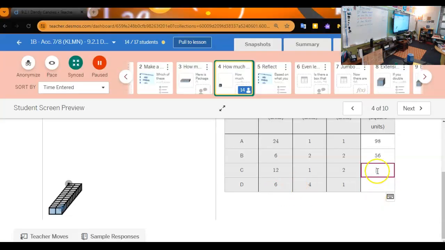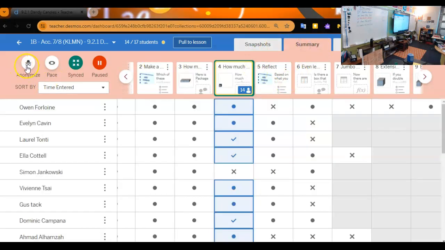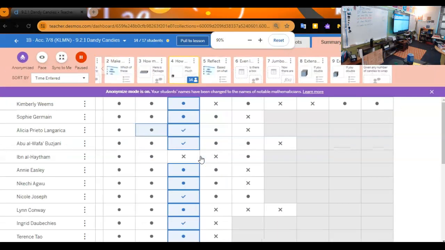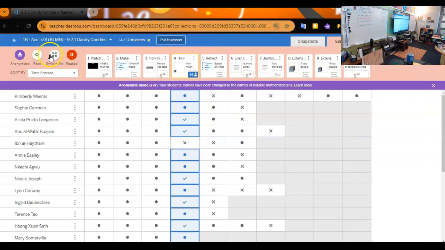So make sure we all have this right. I'm not finishing C and D for you. If you want to check if you're right, let's anonymize, and I'll zoom out a little bit. Once you move past slide 4, because I unsynced, as soon as you click past it, it'll either show a check or an X. If yours shows an X, you need to go back and fix something.